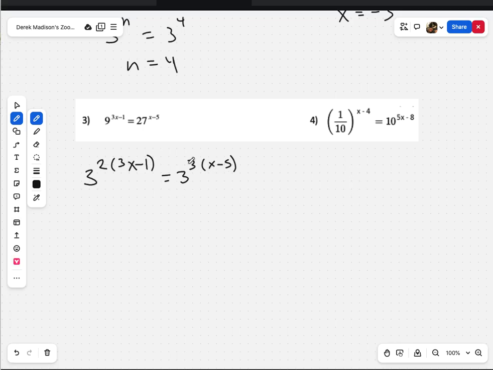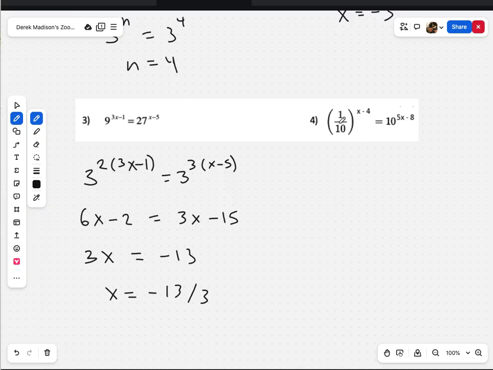So I'll distribute as I rewrite this. 2 times 3 would be 6x, 2 times minus 1, so minus 2. 3 times x would be 3x, 3 times minus 5 would be minus 15. And then solving, I'll bring the 3x over to the side, so subtracting from both sides, I would get 3x. Adding the 2 to that side, and I get negative 13. Divide both sides by 3, and x equals negative 13 thirds, and that would be it.